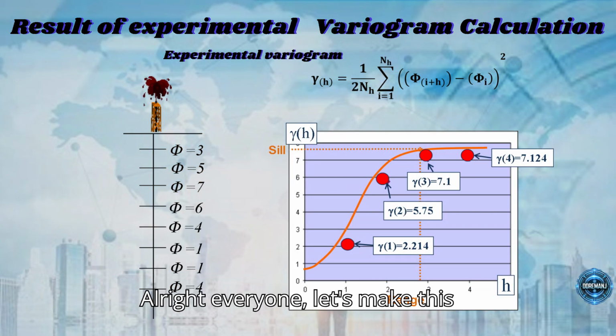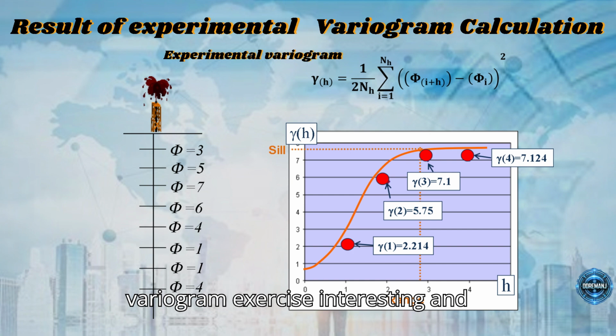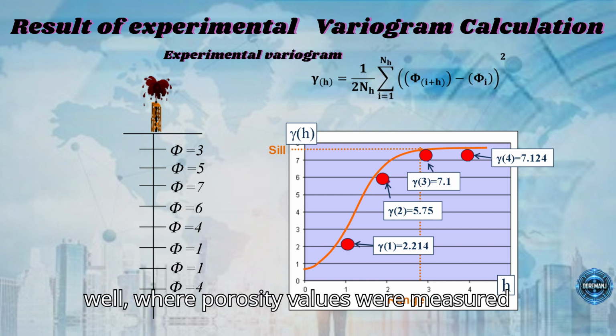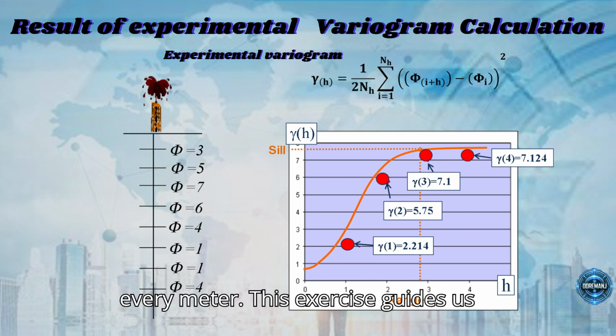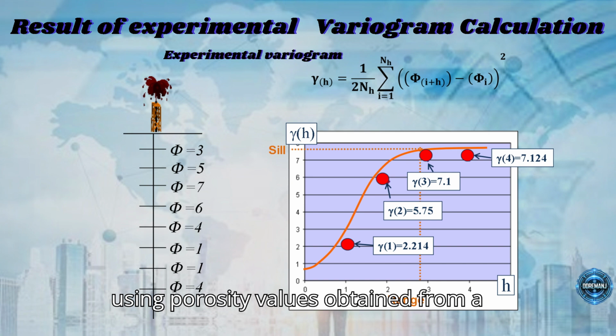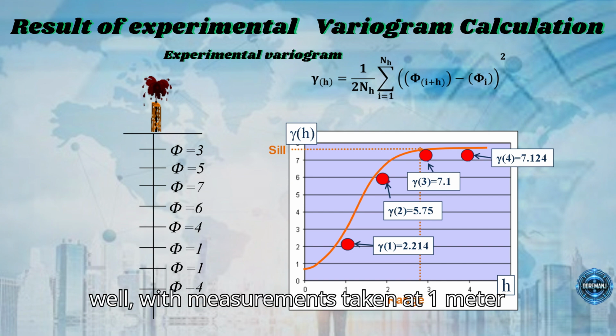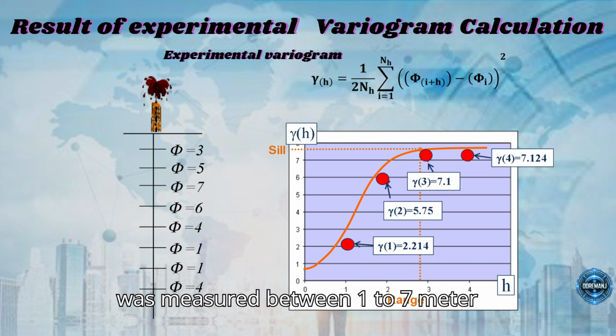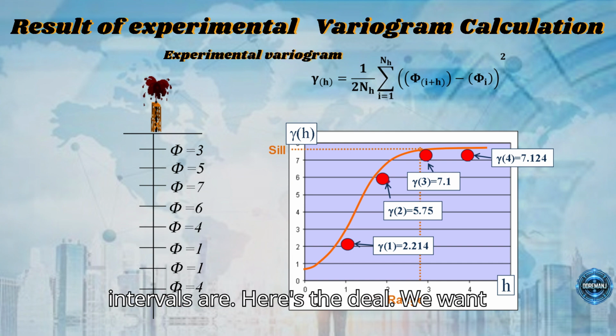All right, everyone, let's make this variogram exercise interesting and engaging. We've got some data from a well, where porosity values were measured every meter. This exercise guides us through the process of calculating a variogram for different lag distances using porosity values obtained from a well, with measurements taken at 1 meter depth intervals. The porosity values, measured between 1 to 7 meter intervals, are shown.